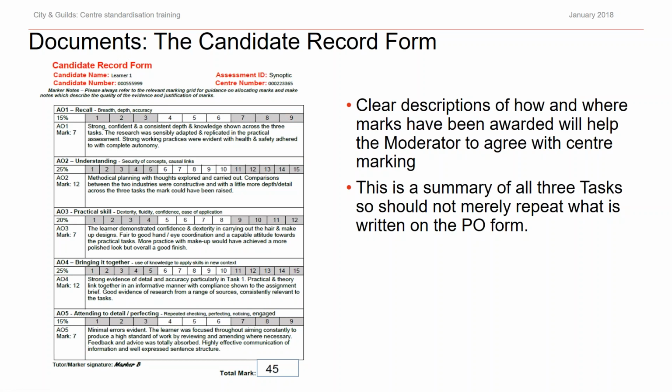It's important to note here that marks should be awarded in each assessment objective and then totalled very carefully. Last year we saw some miscalculations which resulted in work appearing like it was marked incorrectly. So as you can see here, you place your marks here, so 7, 12, 7, 12 and 7, and then you total it up here, and we've got a total there of 45.